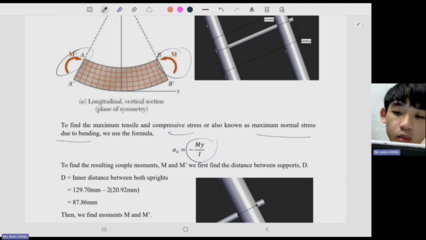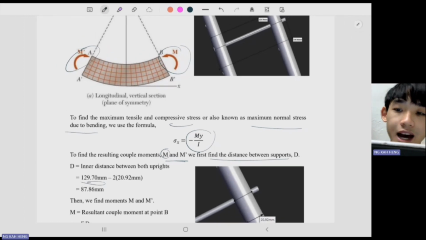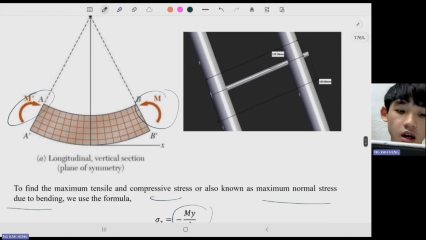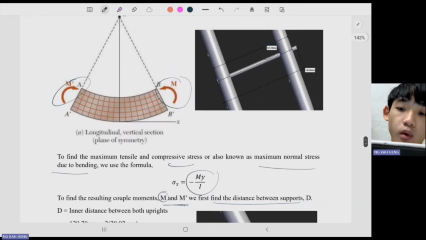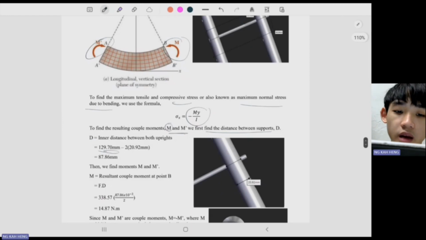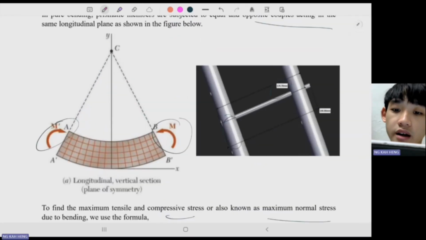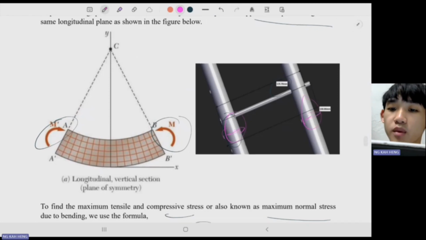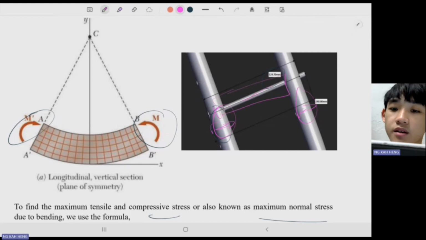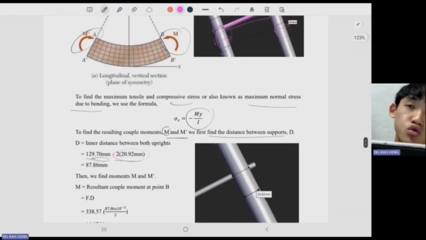So to find the resulting couple moment, which is M and M prime, we just need to find one, and the other one will be of equal magnitude, because it is a couple moment. So we first find the distance between the supports D, which is given by 129.7, the inner distance between both. Then we subtract 2 times this one, because we got 2, and we just need the middle part here. So we subtract 20.92 twice, and then we get 87.86 mm.